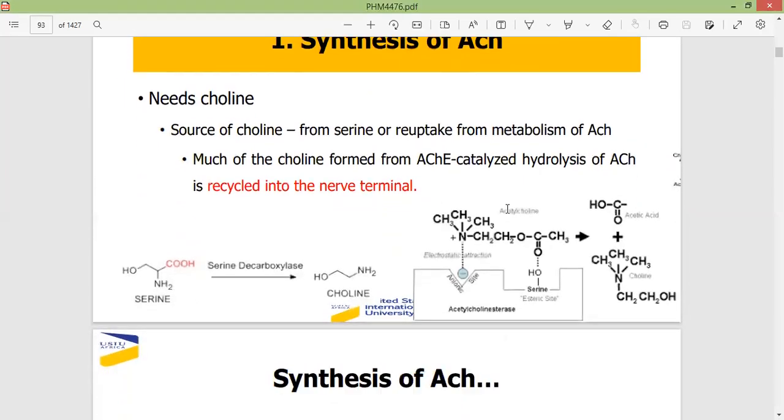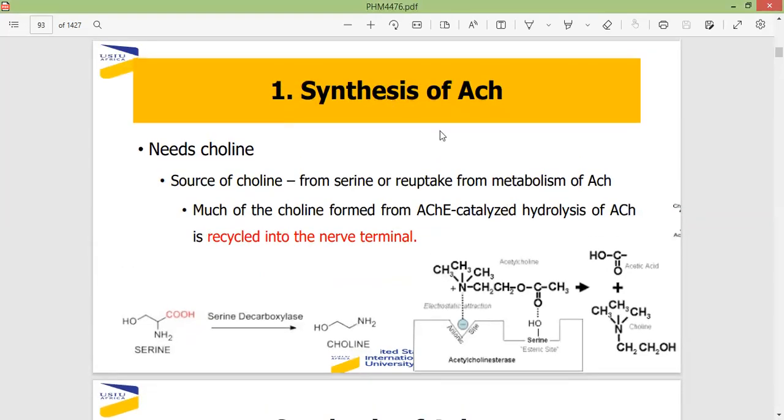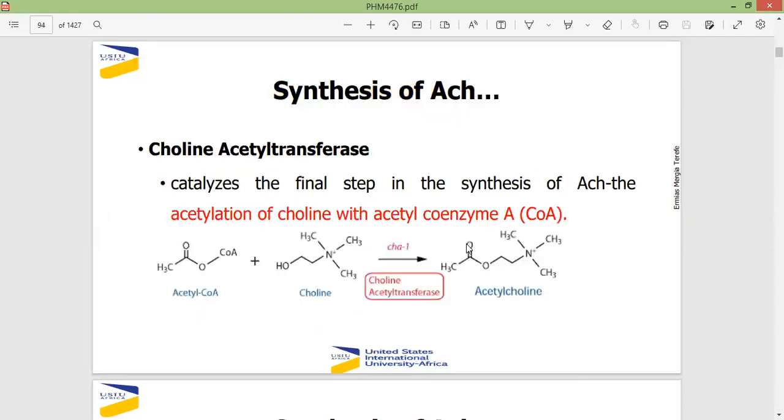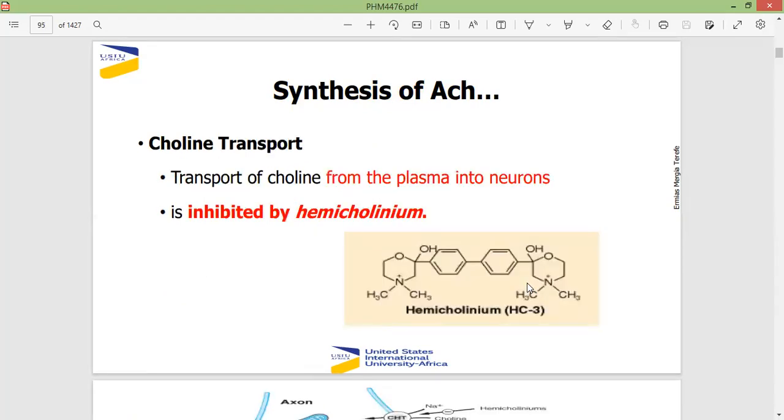So first of all, we said we have to synthesize. To synthesize, we'll need the various precursors. So for acetylcholine, we need choline. The acetyl component will come from acetyl-CoA. And then choline will be formed from serine. You see, serine is converted to choline using serine decarboxylase. So acetyl-CoA plus choline, now we have our choline acetyltransferase, and voila, we have our acetylcholine.